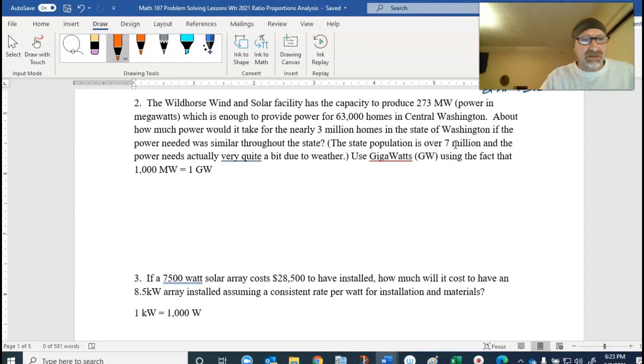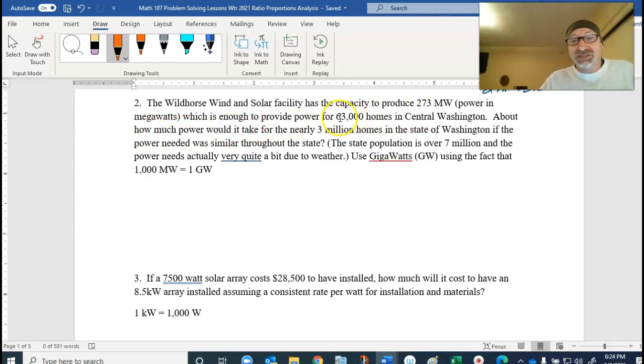Wild Horse Wind and Solar Facility, and that, by the way, is just up in Ellensburg, has the capacity to produce 273 megawatts, which is enough to provide power for 63,000 homes in central Washington. So just so you get an idea of what a megawatt is, a mega means a million. A microwave oven usually requires energy coming in at about 1,000 watts or a kilowatt. And a megawatt is 1,000 kilowatts. So 1 megawatt will run 1,000 microwave ovens. So that's 273,000 microwave ovens that these could run. Anyway, it's enough to power about 63,000 homes in central Washington.